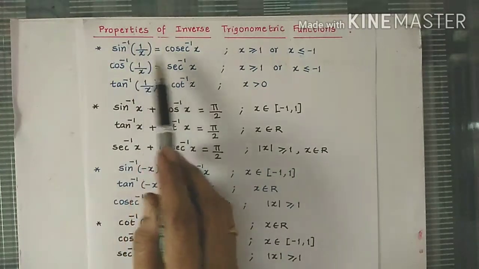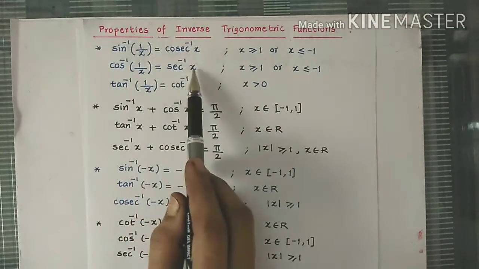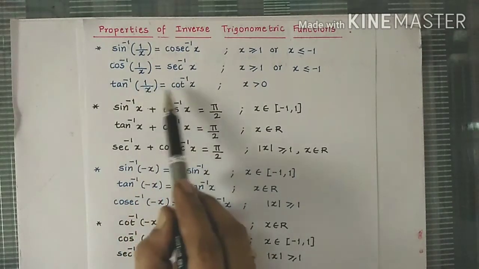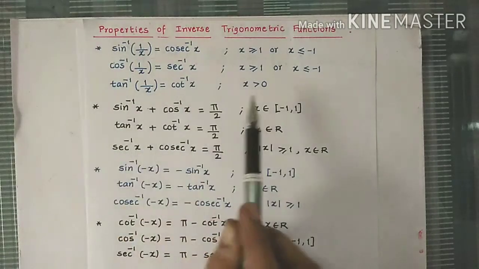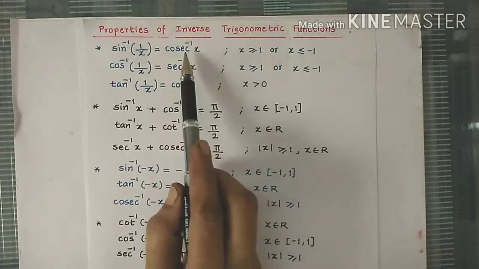Sin inverse of 1 by x is cosec inverse x. Cos inverse of 1 by x is sec inverse x. And tan inverse of 1 by x is cot inverse of x. Conditions for x are given here. But let's remember like this.